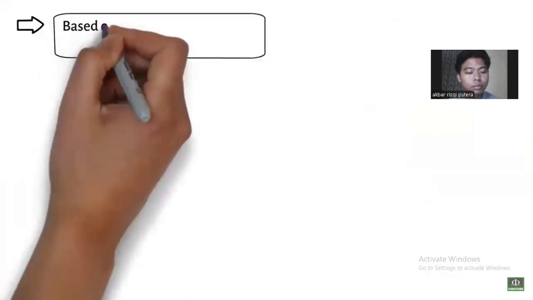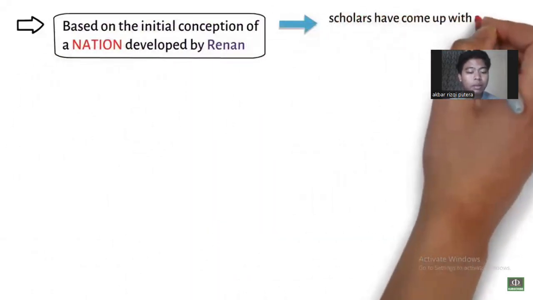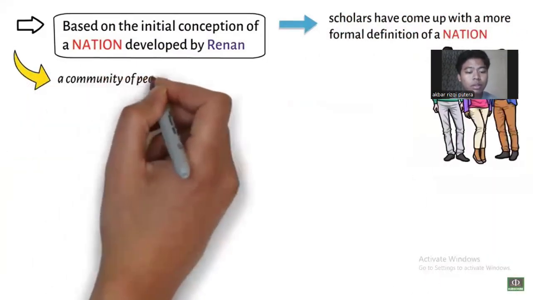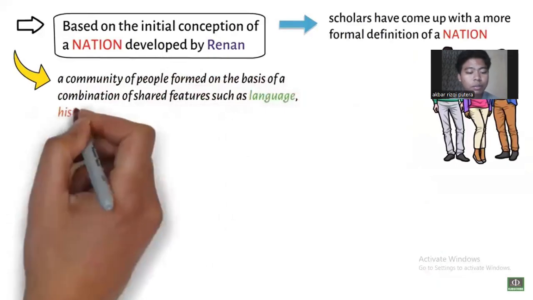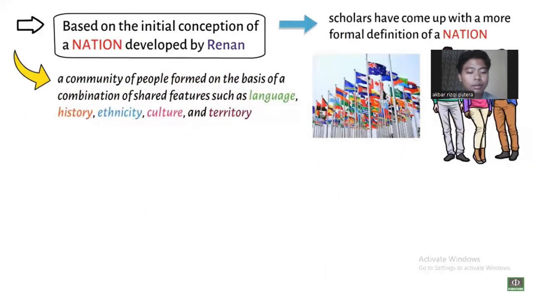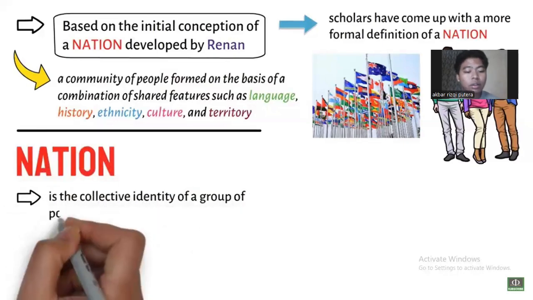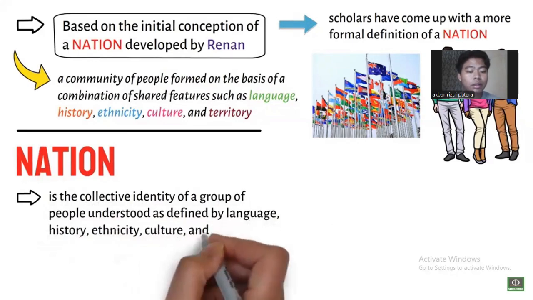Based on the initial conception of a nation developed by Renan, scholars have come up with a more formal definition of a nation, namely, a community of people formed on the basis of a combination of shared features such as language, history, ethnicity, culture, and territory. Put differently, a nation is the collective identity of a group of people understood as defined by language, history, ethnicity, culture, and territory.